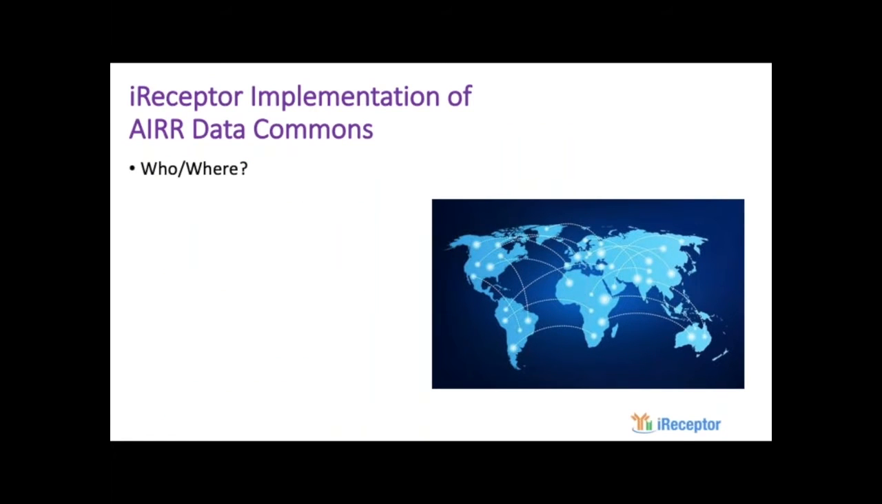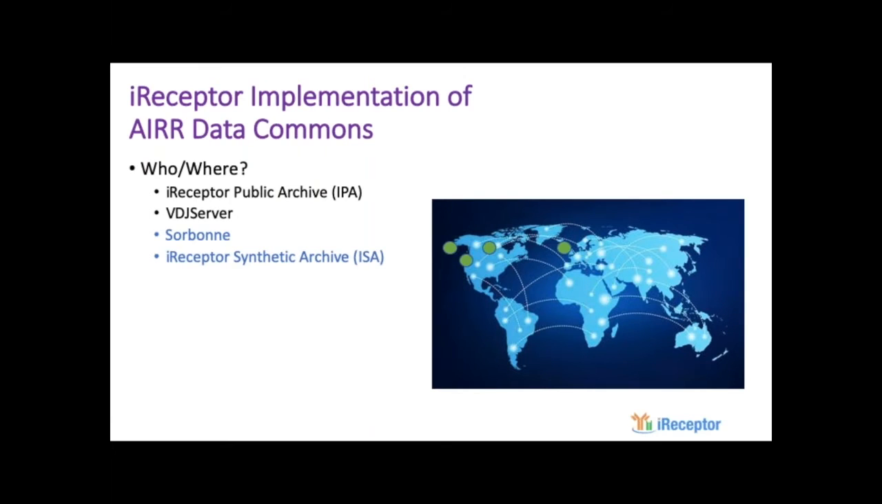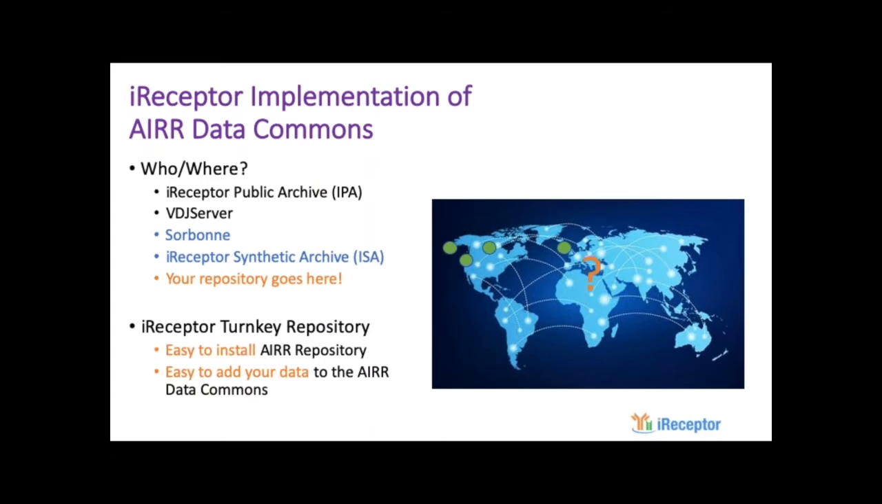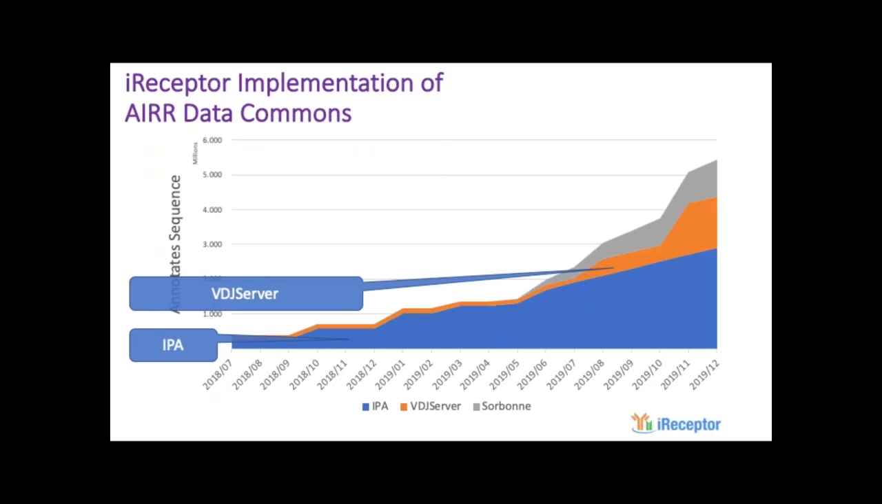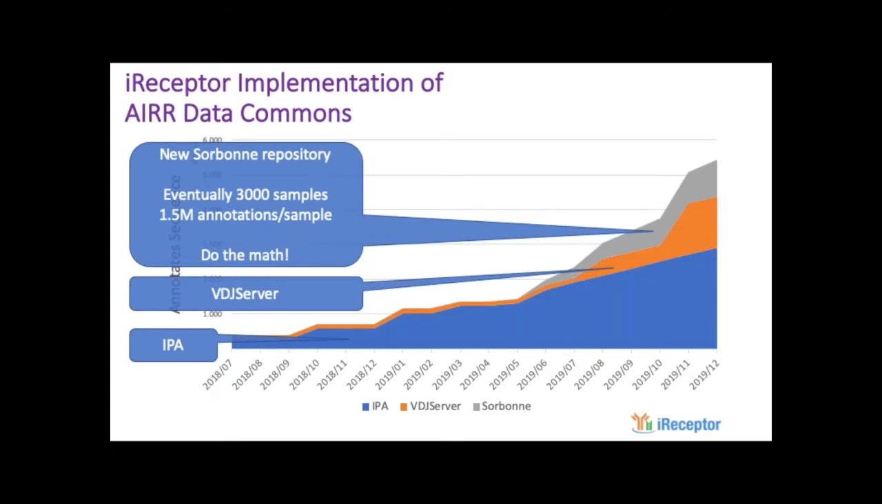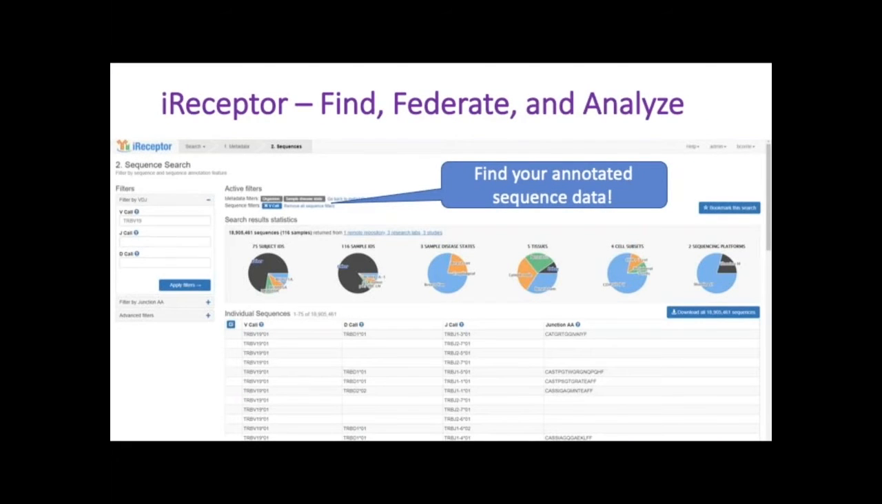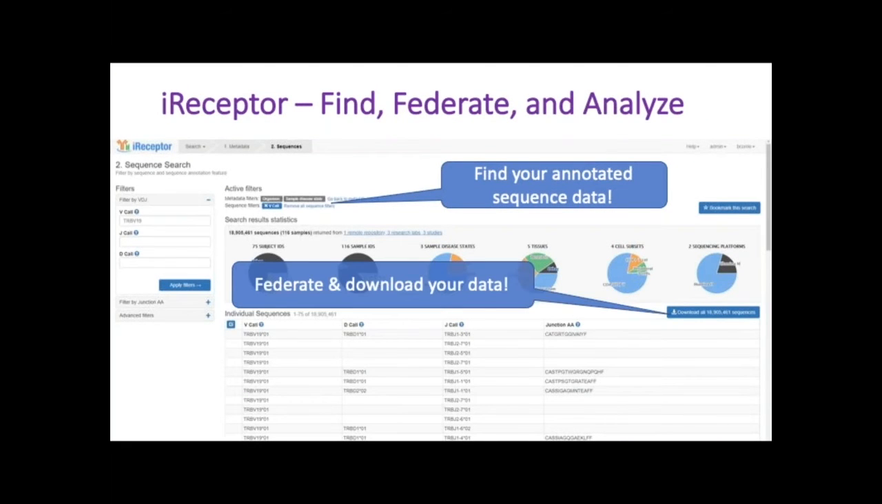iReceptor is an implementation of that commons. We have the iReceptor Public Archive. We're integrated with the VDJServer. Sorbonne is going to come in. We're working with the people at University of Texas, Synthetic Archive. We're looking for more repositories, and Brian talked about the turnkey system. And he talked about the increases as we add these new repositories into iReceptor, and soon maybe 5 billion annotated sequences. You can search over sequence data, you can search over metadata, you can federate and download your data, but that's kind of the key.